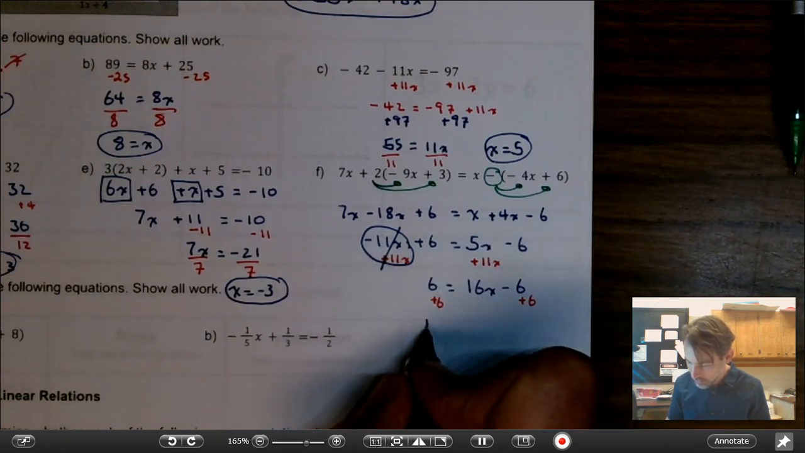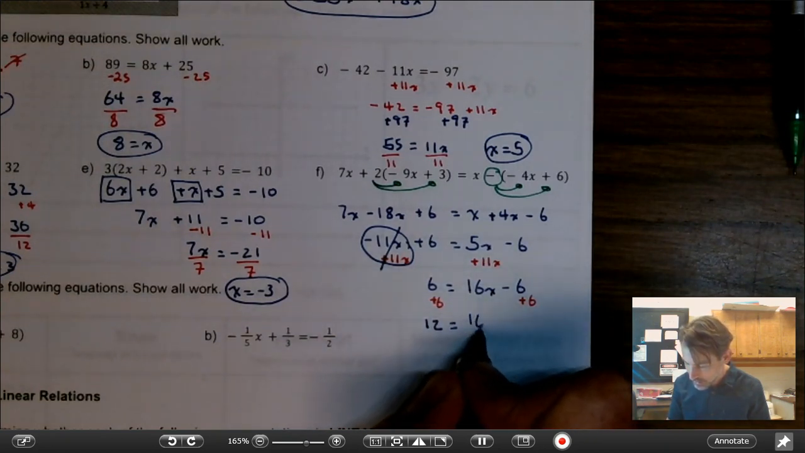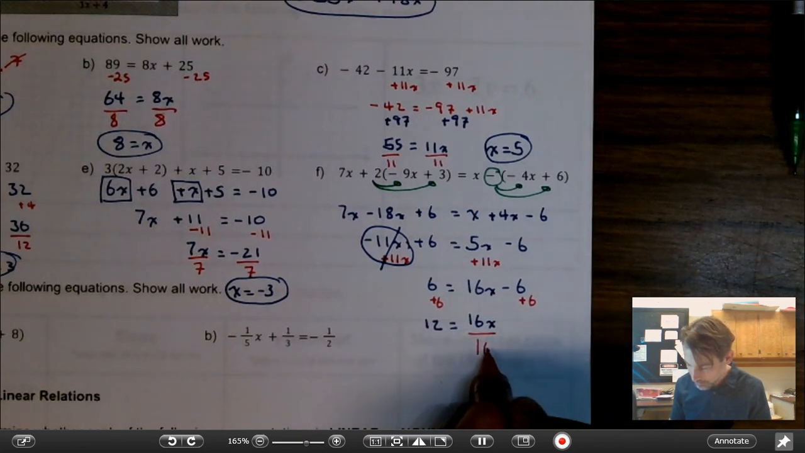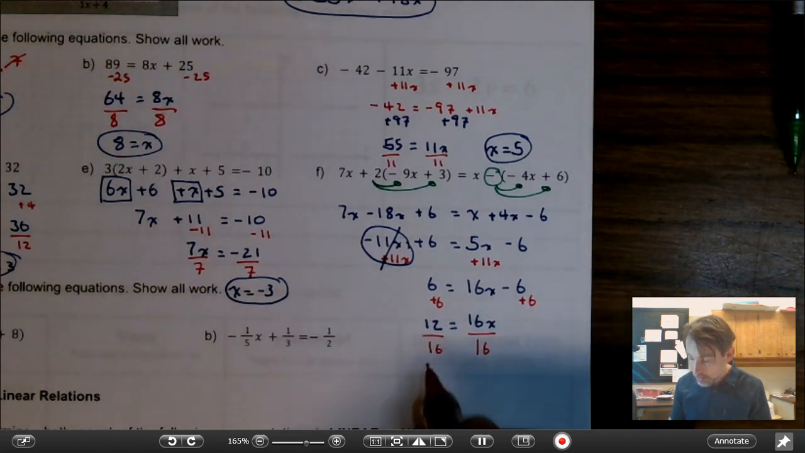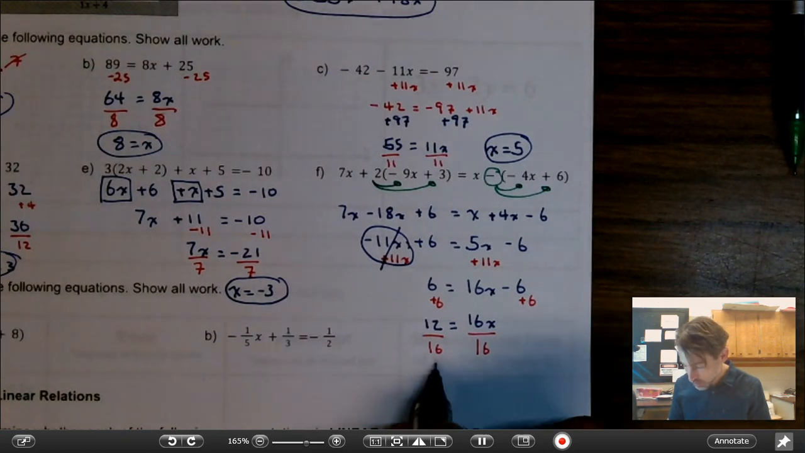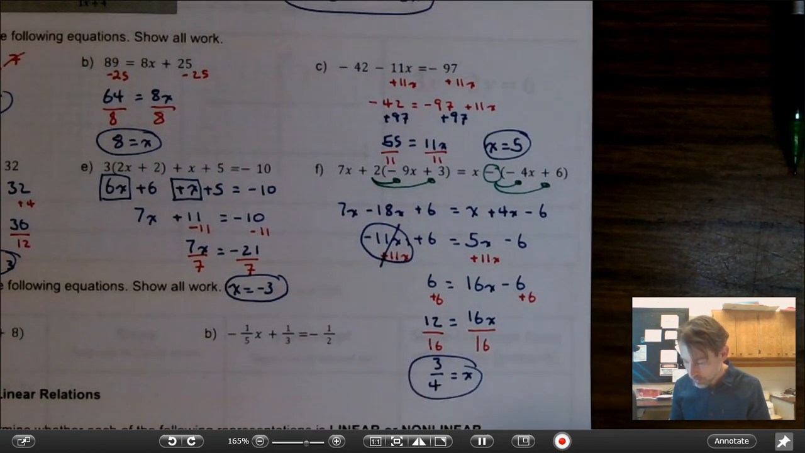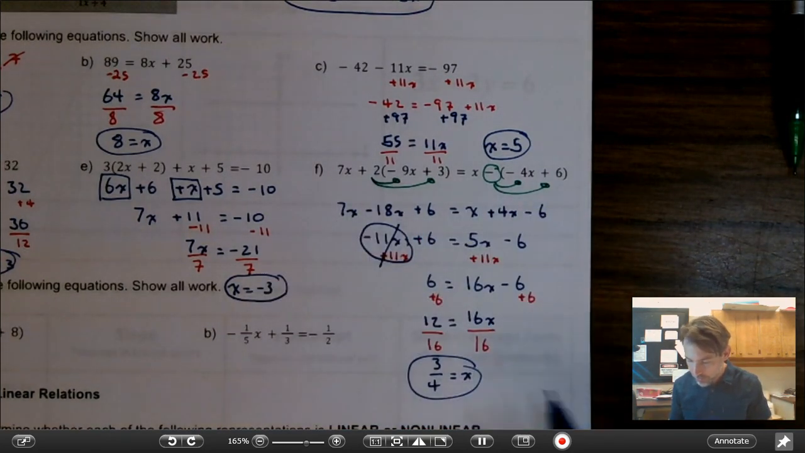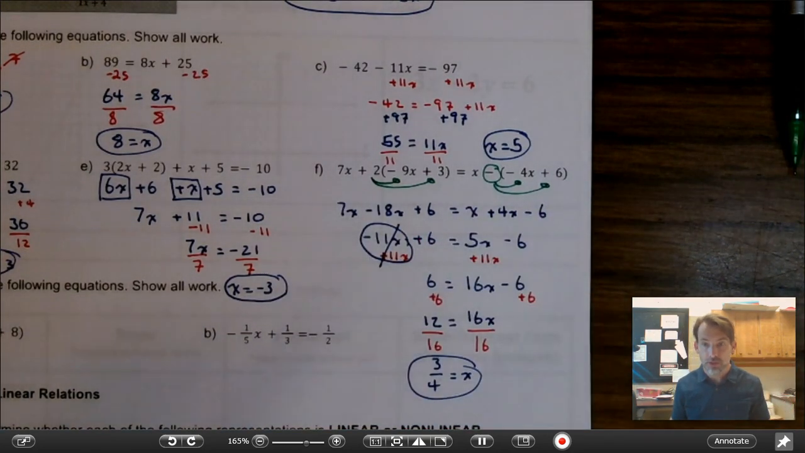And then we will have 12 is equal to 16 times some number I don't know yet. Divide both sides by 16, and recognize that 12 over 16 is 3/4. 3/4 is equal to x. Cool, right? I think it's cool. Maybe you don't, but I do. Okay, cool. So there you go. That's how you solve those types of equations.